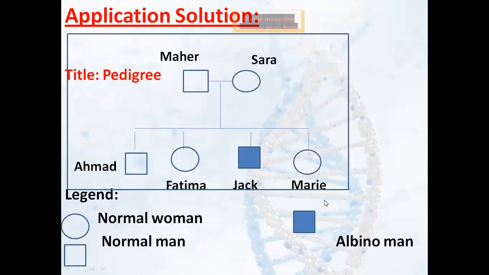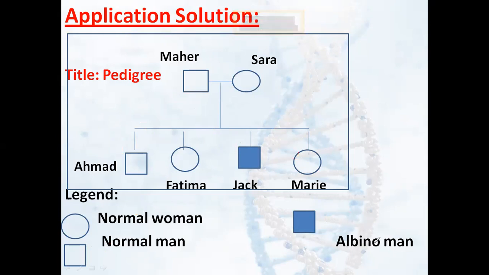Let's move now to talk about this pedigree. This pedigree should be drawn using a pencil, should be drawn inside the box and given a title and a legend for sure. Legend: this is a normal woman, this is a normal man, and this is an albino man, or you can say affected man if you want. Pedigree: Maher and Sarah got married, they gave birth to Ahmad, Fatima, Jack, and Marie.